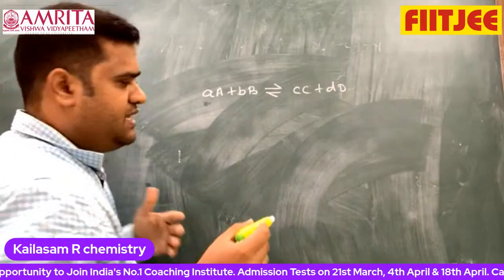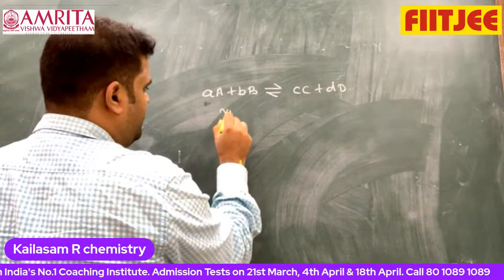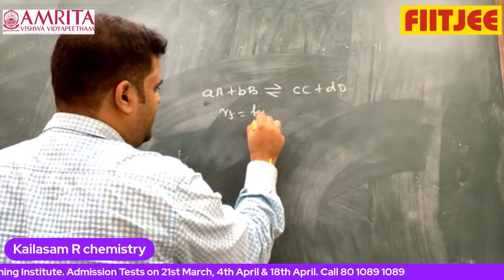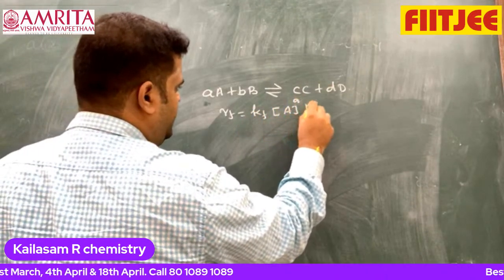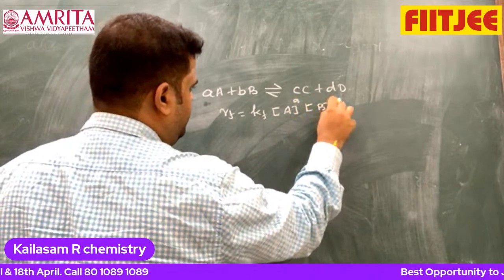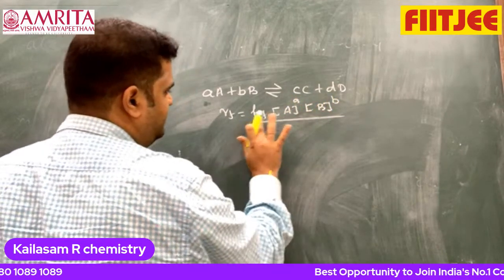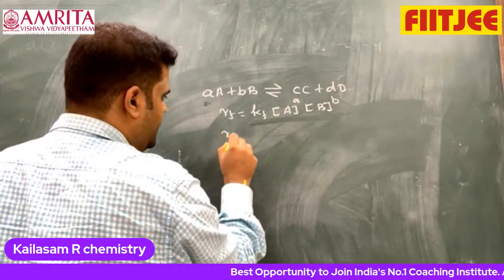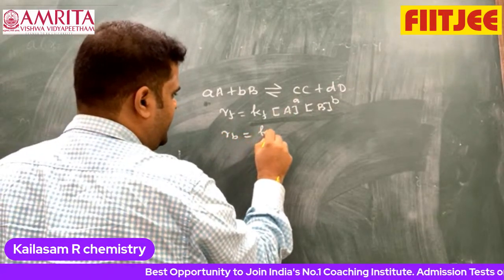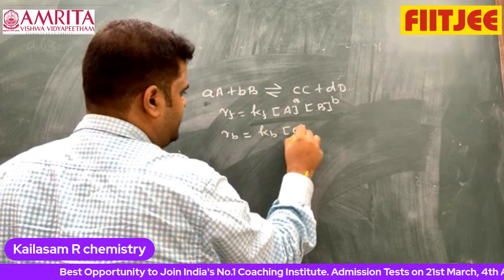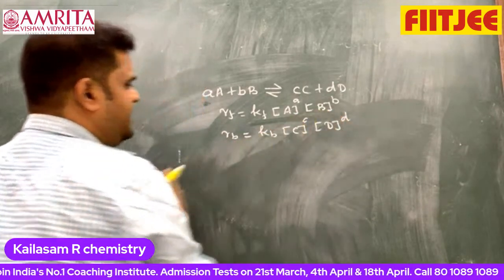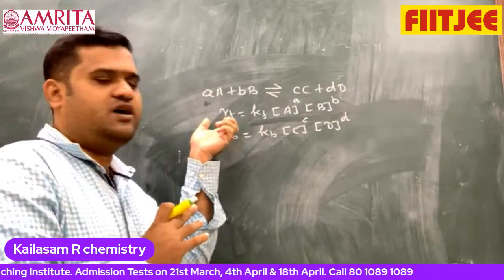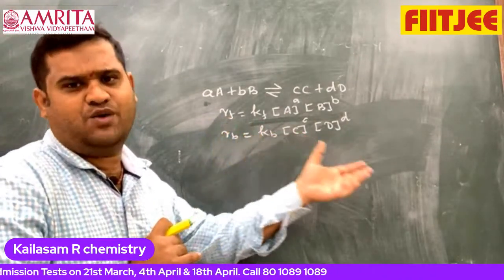So now I can write that Rf is equal to Kf concentration of A power a, concentration of B power b. And Rb is equal to Kb concentration of C power c, concentration of D power d. So this is the rate of forward reaction and this is the rate of backward reaction.